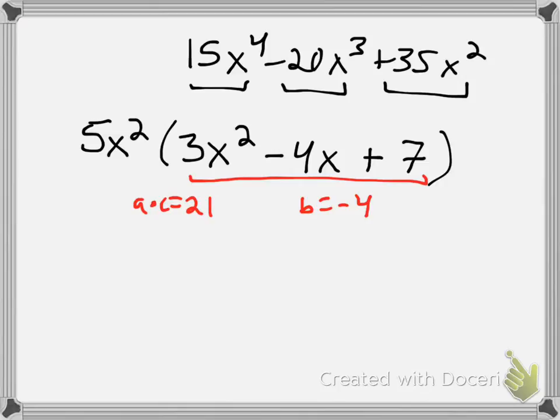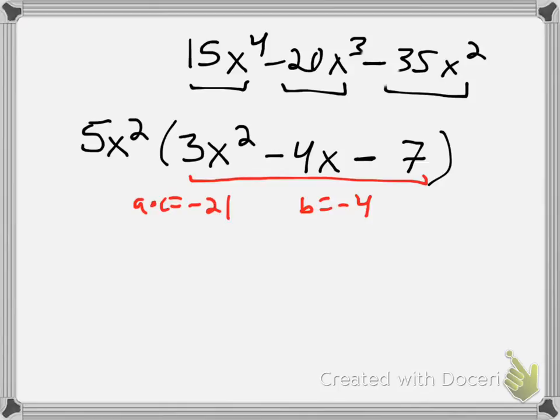Now, if there was one small change, like say the 7 were negative, what multiplies to give me negative 21 and adds to give me negative 4? Then I could use 7 and 3. But in this case here, it can't work, so we would just be done. That would be the factored form. But let's go ahead and say that this were negative 35x squared up here, and that gave me negative 7. So now what multiplies to give me negative 21 and adds to give me negative 4?